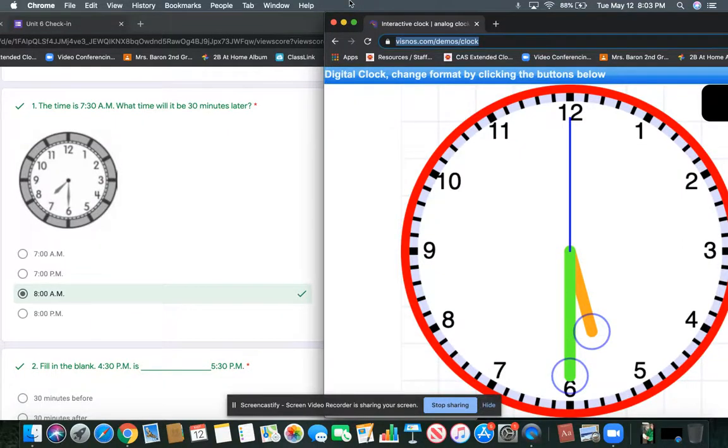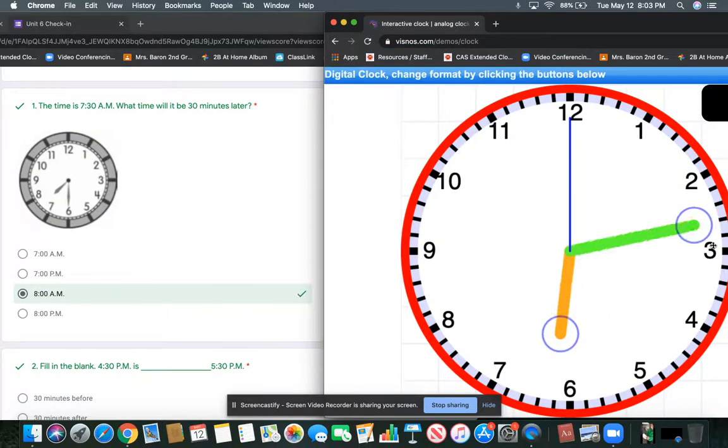Okay, so yesterday you took a quiz on time and money, and I just wanted to quickly go over it. There were 7 questions, so I'm just going to use this interactive website that you've seen before where the hour hands and the minute hands move together. So the first question was: the time is 7:30 a.m. What will it be 30 minutes later? So let me move my clock.